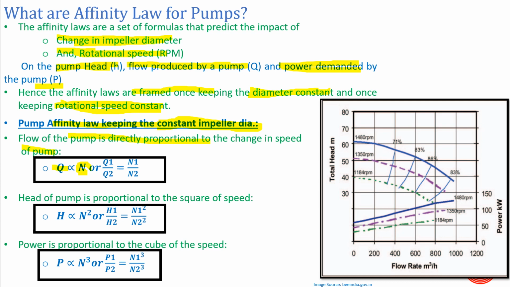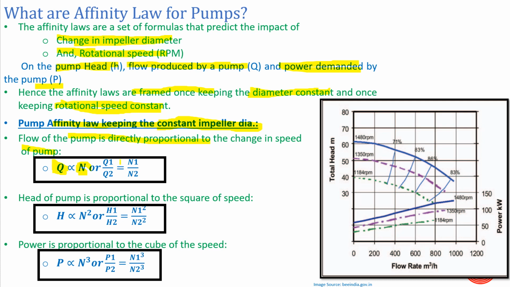So however much the rotational speed is changed, the flow will also change by the same amount. These affinity laws are applicable to the same family of pumps. Whenever a supplier supplies a pump, he supplies it under a family of pumps in which the basic properties of the pumps are the same.